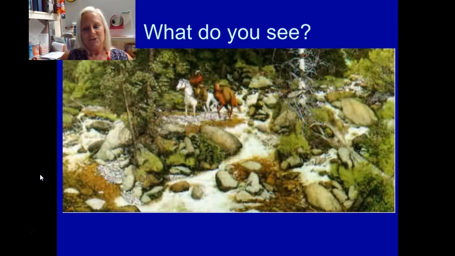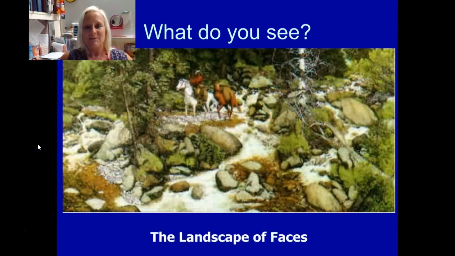I love this picture too. The horses, it's the picture of faces. So you should be able to make out faces in all the rocks and in the moss and in the trees, etc. in the background. Really cool. Yeah, the landscape of faces.